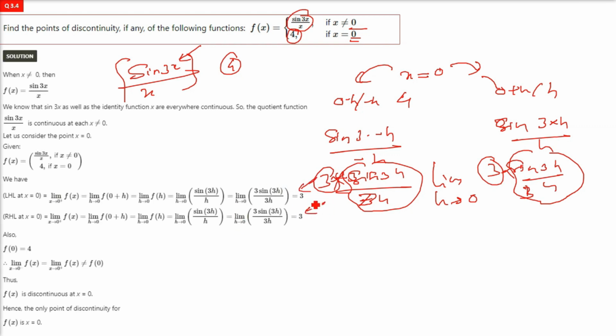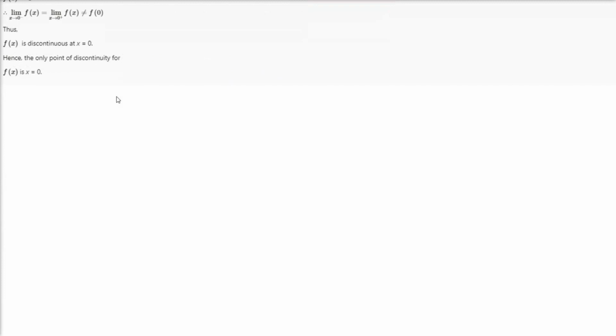That is, LHL and RHL are equal. But the point is that at x equals 0, the value of f(x) at 0 is 4. It is not matching with LHL and RHL. So it is not continuous. Discontinuous at x equals 0.